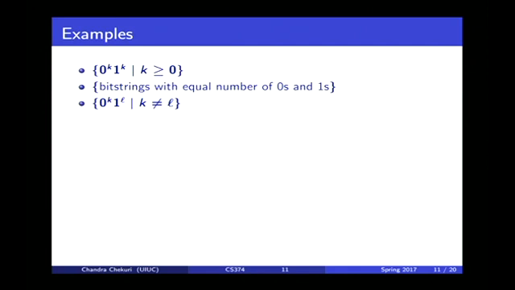I claim the same fooling set would work, but try to prove it. Take a minute. I claim the same fooling set, which is 0^i for i greater than or equal to 0, is a fooling set for this language also. Why is that? The language is changing, but the fooling set is not changing. Okay, but then the proof should depend on the language, right? Because the fooling set is defined with respect to the language.